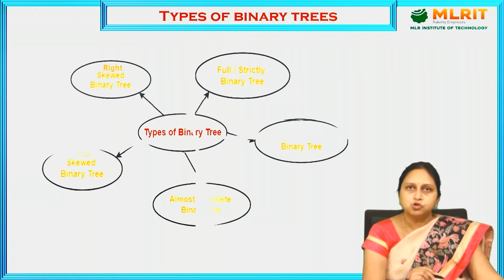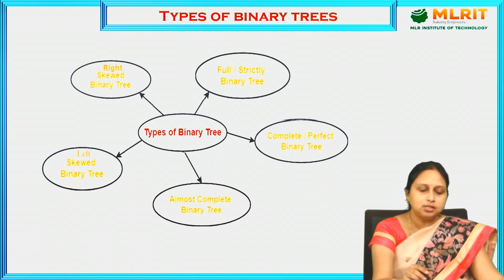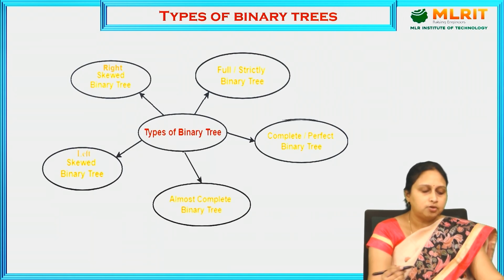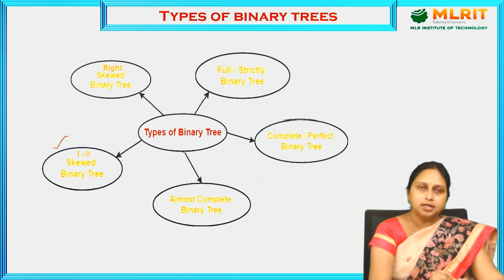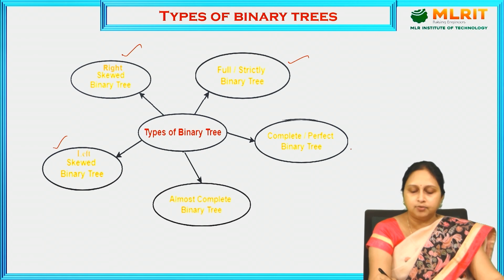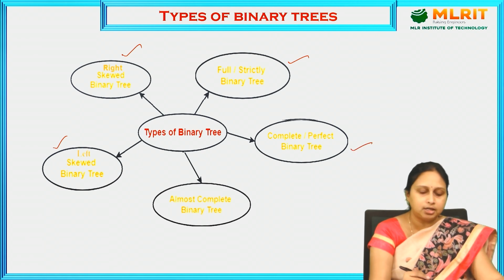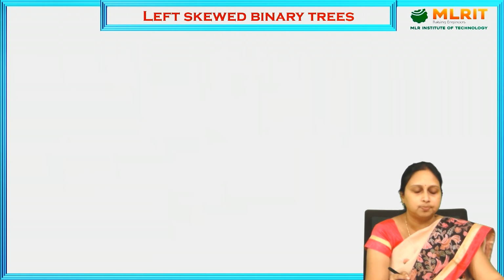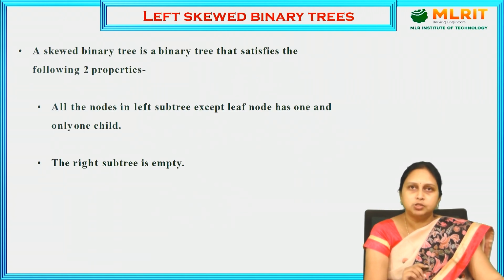Coming to the types of binary trees, first we will look into the left skewed binary tree, then the right skewed binary tree, then the full or strictly binary tree, then the complete or perfect binary tree, and at last the almost complete binary tree. We are going to look into all these different types of trees. First, let us see the left skewed binary tree. What is meant by left skewed?